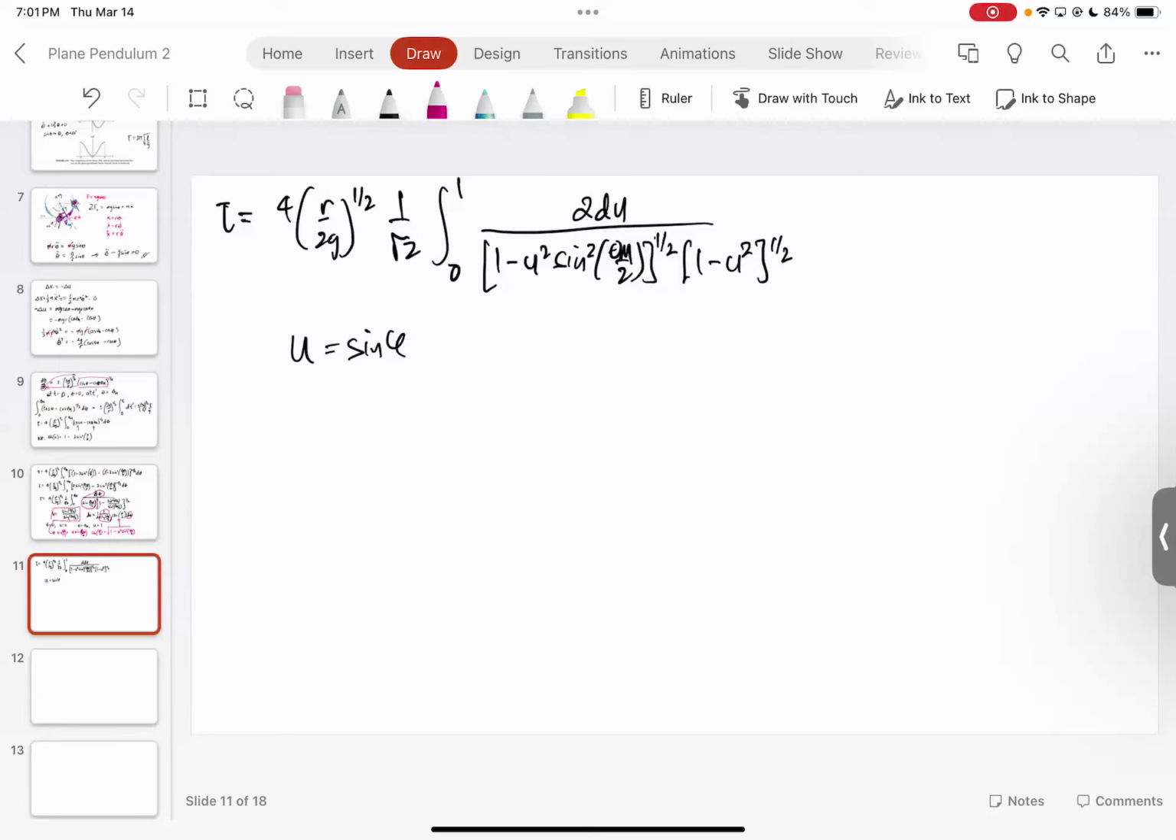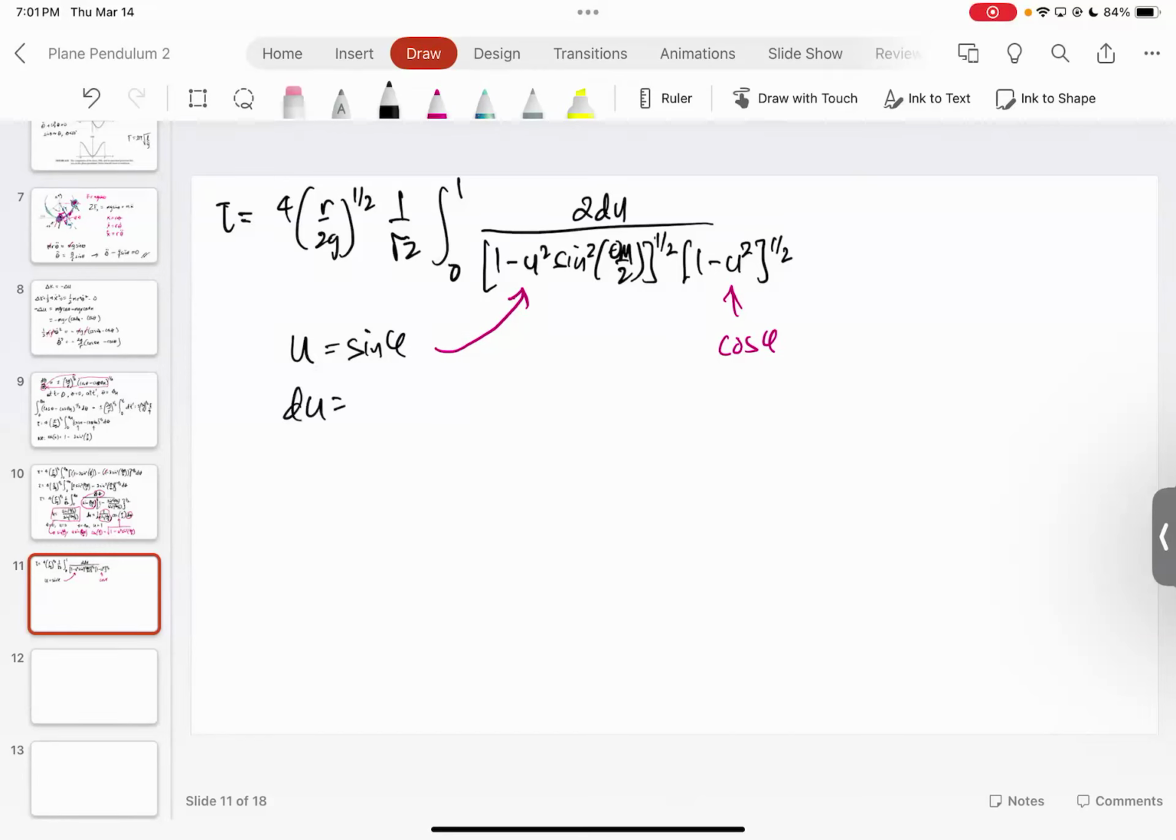So pag pinasok natin dyan, magkakaroon tayo ng sin squared phi. Right? Tama? Okay. And ang square root ng 1 minus u squared is square root ng 1 minus sin squared phi. Square root nun is cosine phi. So ito ay cosine phi. Right? Okay. Yung du na lang ang intindihin natin.